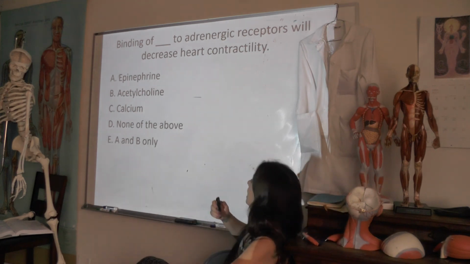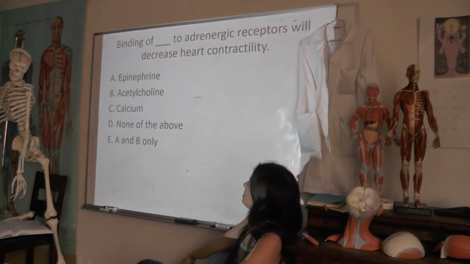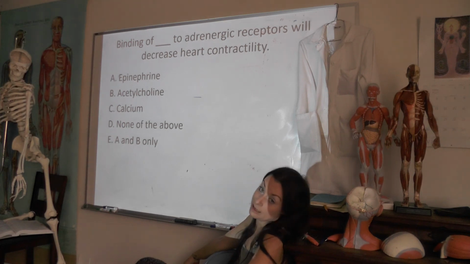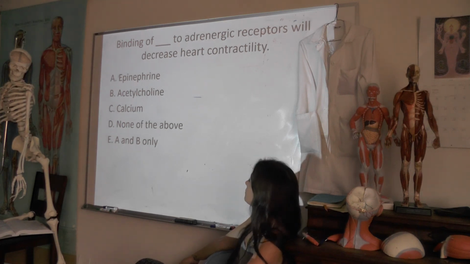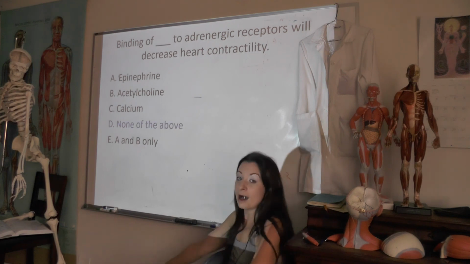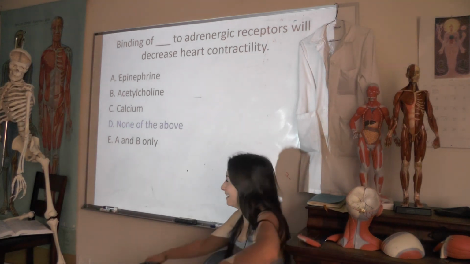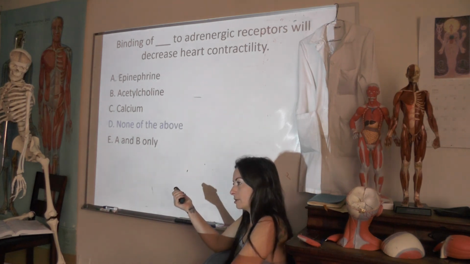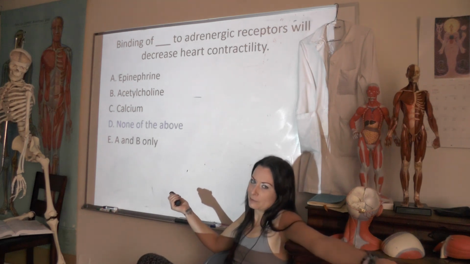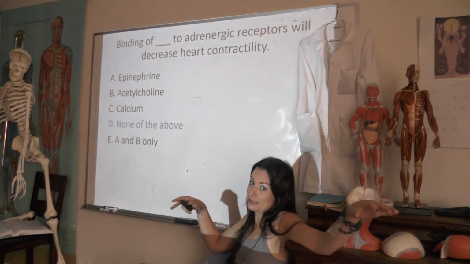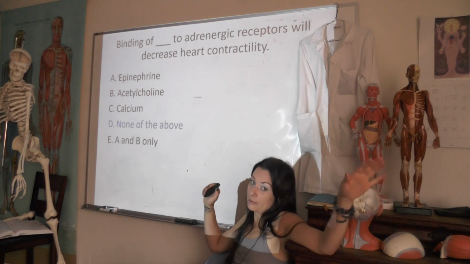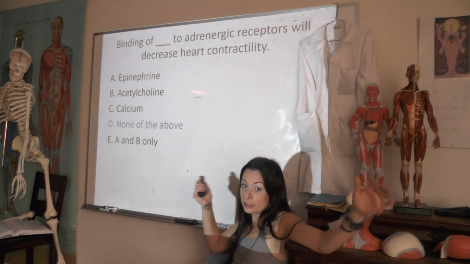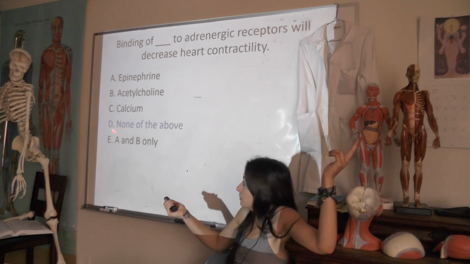All right, binding of blank to adrenergic receptors will decrease heart contractility. A, epinephrine. B, acetylcholine. C, calcium. D, none of the above. E, A and B only. The answer is none of the above. I very rarely ask none of the above questions, so if it's there, you really maybe should think about it. But I've also told you that, so I could just throw that in there as an answer, and it's not the answer at all. I just want you thinking about questions, reading every word in your question, and thinking about answers, reading every word in your answers.